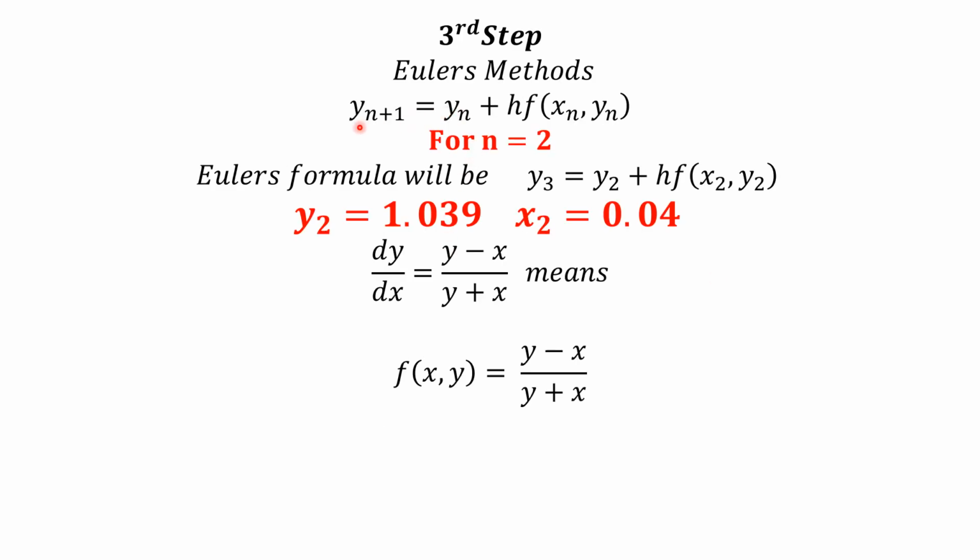Third step, we know the formula, right? This is the standard equation. For n equal to 2, we will try to solve. Y3, n equal to 2, y3 is y2 plus h f(x2, y2), right? So now we will use the value of y2, and x2 is a function also, and h also. The value of h is constant. We have taken 0.02. Same value you will use again and again.